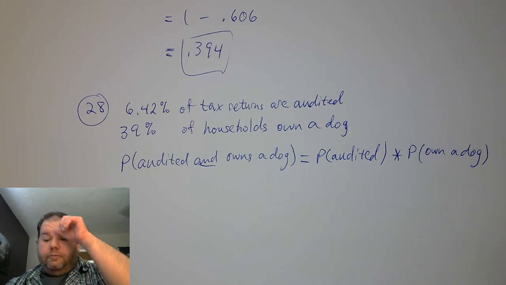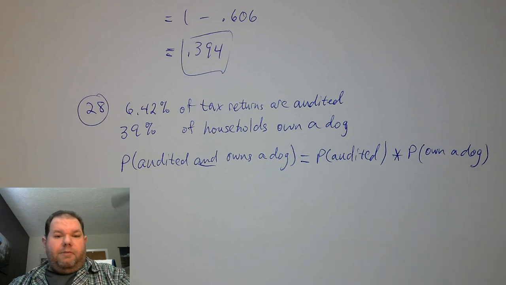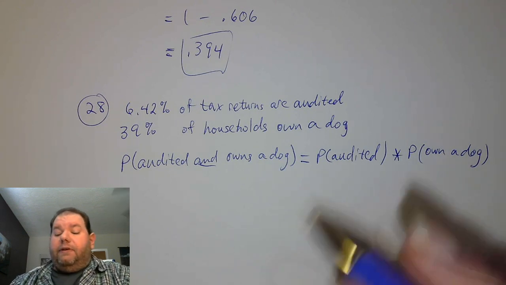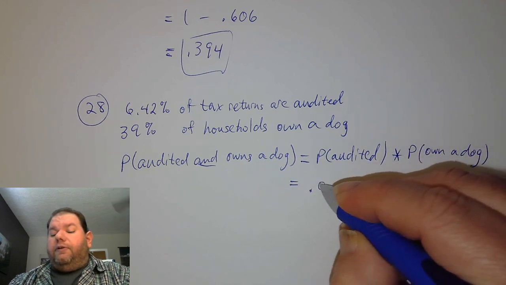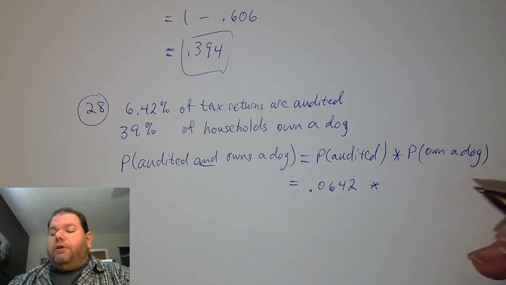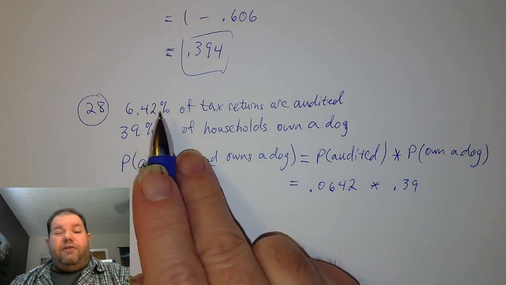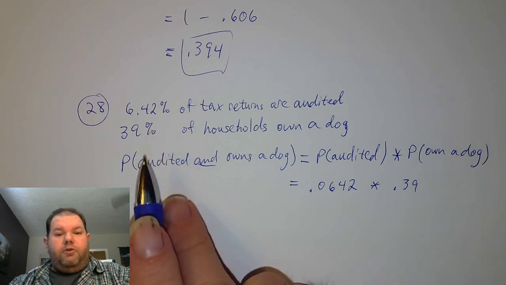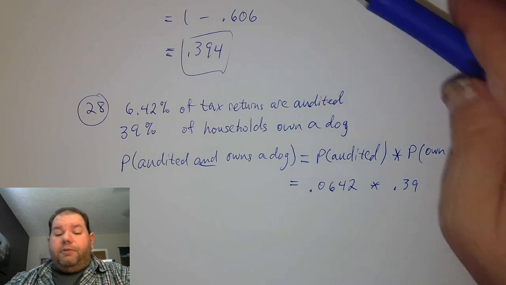Okay? Because if these two events are independent, we just multiply their probabilities together. That's what the multiplication rule told us. So the probability that they're audited is 0.0642. Probability of owning a dog is 0.39. Just again, convert the percentages to decimals before we multiply. That's important. And then we just multiply them together from there.